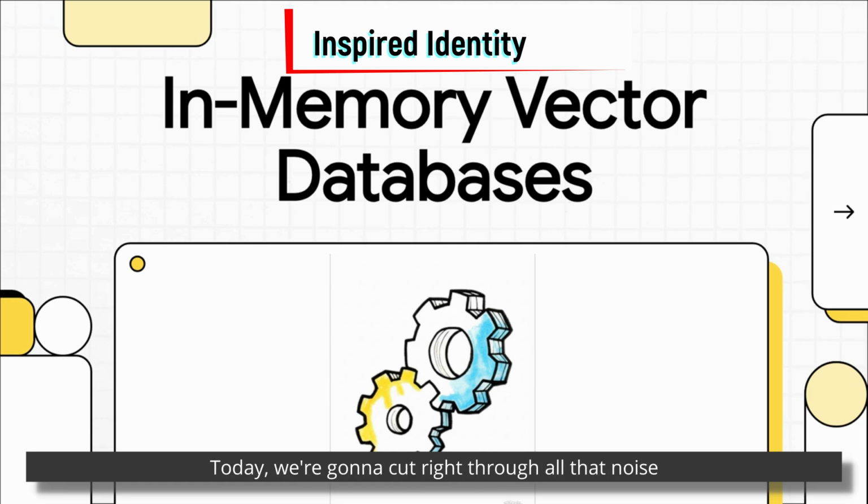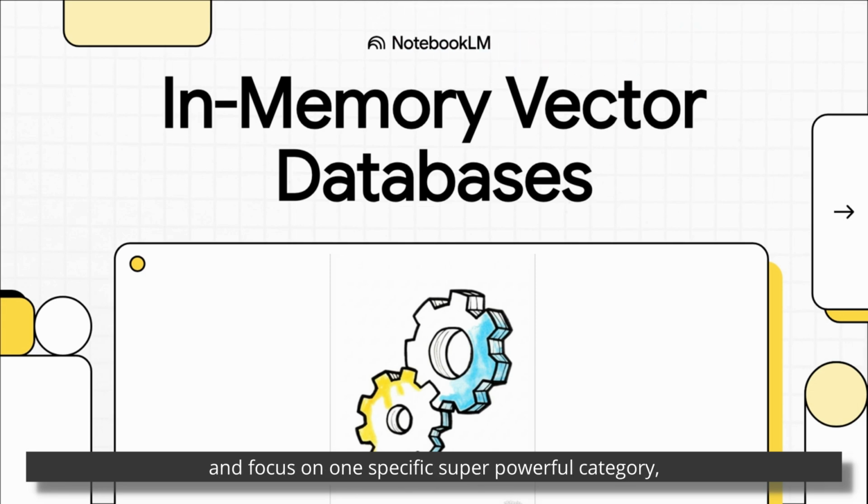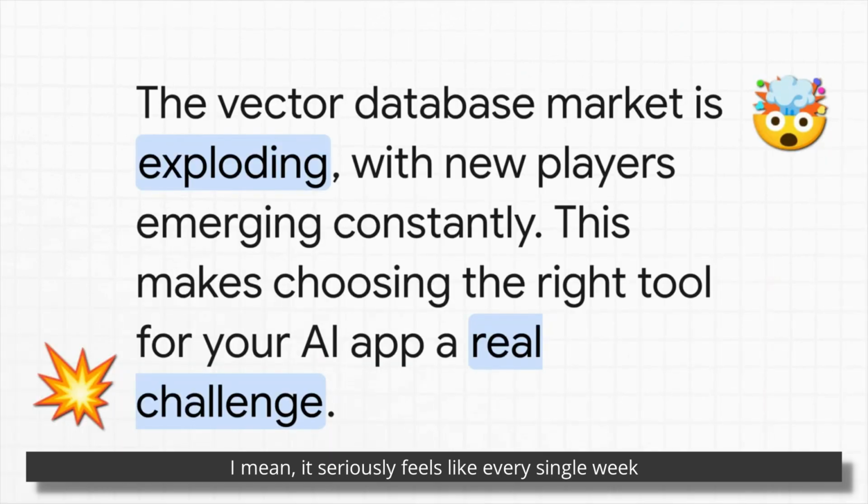Today, we're going to cut right through all that noise and focus on one specific, super powerful category, the lightweight in-memory libraries. I mean, it seriously feels like every single week there's a new player on the scene, and they're all promising to be the perfect solution for your next big AI app. Now, this boom is exciting, for sure, but it also creates a massive challenge for us developers who are just trying to pick the right tool for the job.